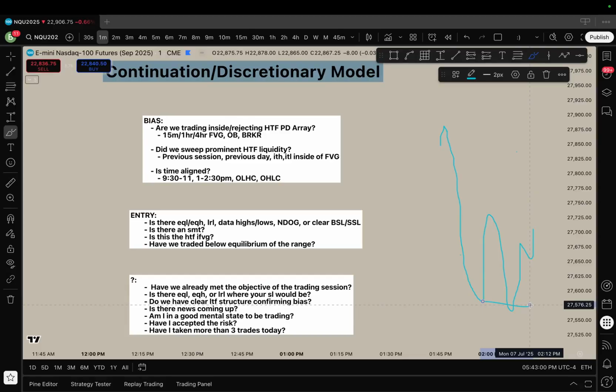So understanding what your mental state is, every time after you take a trade, every time even before you take a trade, ask yourself, am I in the right mental state to be trading? Have I accepted the risk is the most important thing. So I'm going into every trade and I'm asking myself, if this is a loss, will I be happy with it? Okay? And if the answer to that is no, then I'm not taking my trade.